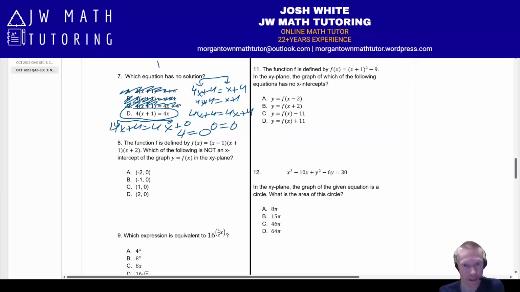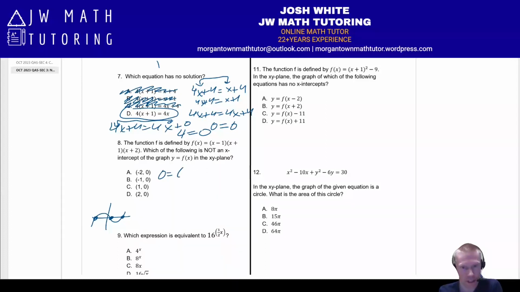Next up, number 8. So here we have a function, and it's in its factored form, x minus 1 times x plus 1 times x plus 2, and it says which of the following is not an x-intercept. So remember, an x-intercept, a root, a solution, these are all points on a graph where the y value, or the y coordinate, is 0. So if you set this equal to 0, and then solve it by setting each factor equal to 0, hopefully you'll recognize your 3 x-intercepts are going to be x equals 1, x equals -1, and x equals -2.